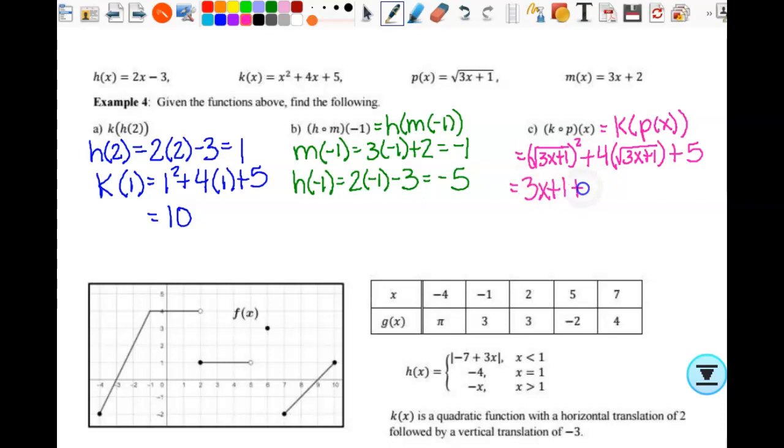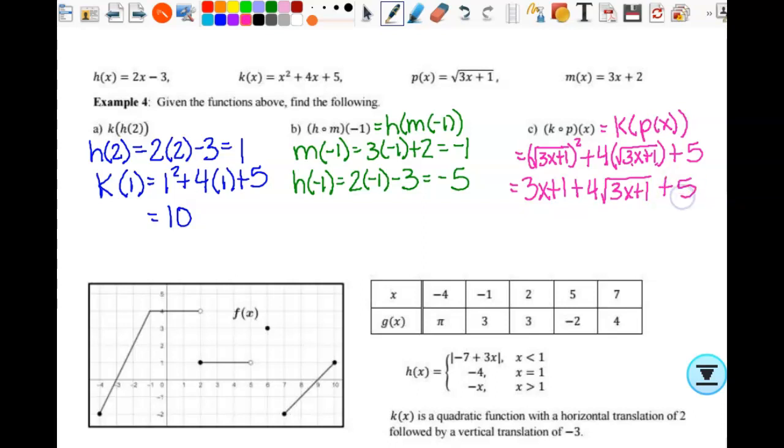Okay. Plus, do I get to distribute this 4 to the 3 and the 1? No, he just stays stuck out there, right? 4 square root, 3x plus 1. Be very careful with your square root sign so it doesn't look wild. And you need to be able to tell what's actually under there and what's not, because this plus 5 is not.